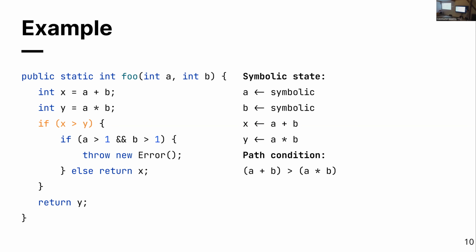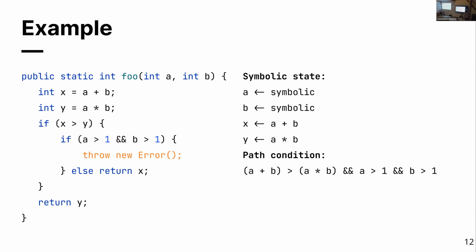And basically, at this branching point, we should split into two paths of analysis. Our one symbolic state that we computed before the if basically copies, and one copy will correspond to the true branch of this if, the other copy will correspond to the false branch of this if. And each symbolic state not only stores the values of all the variables, but also stores something called a path condition. Basically, a path condition is a set of conditions that correspond to this exact symbolic state.